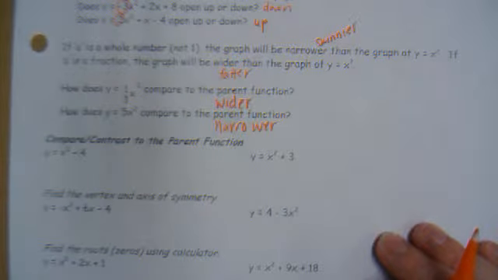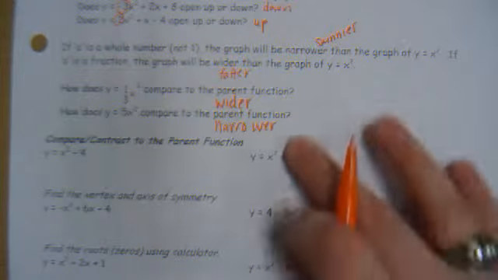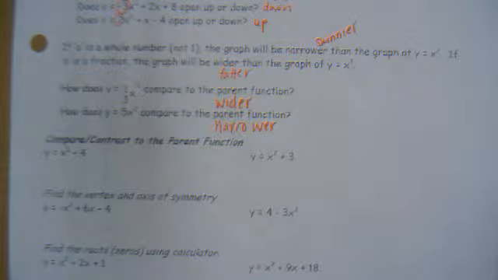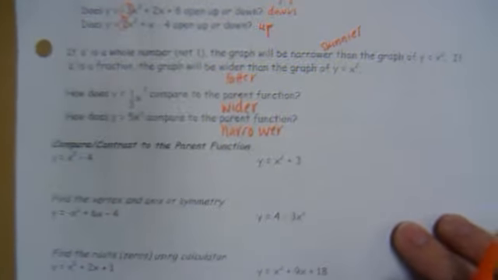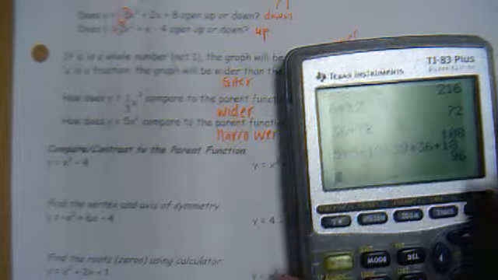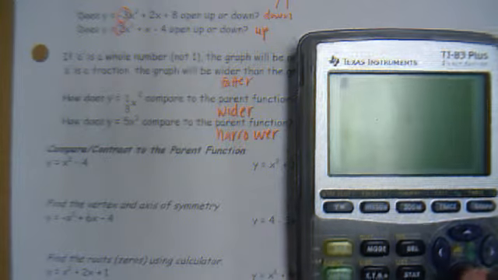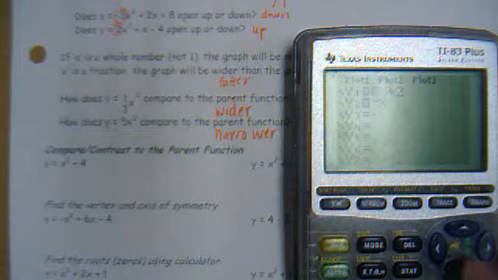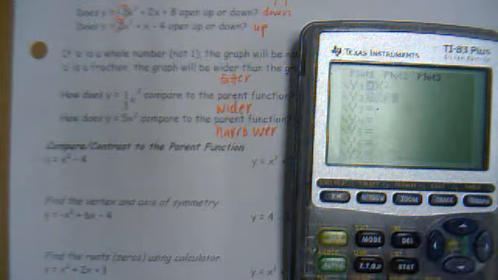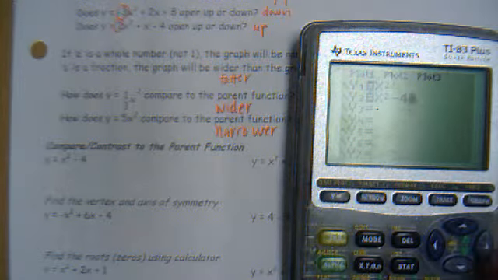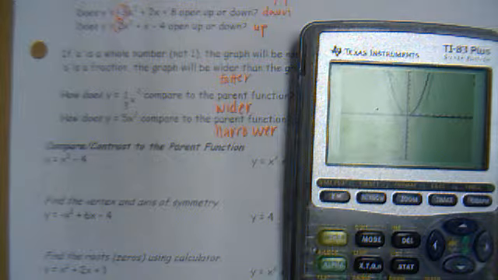Now we're going to compare and contrast these to the parent function. We're going to be using our calculator. So I have my calculator, I'm clearing this screen. I'm going to go to y equals, clear these if you have anything in there. I'm going to put the parent function first. Then I'm going to put this new function, x squared minus 4. Let's graph it and compare.